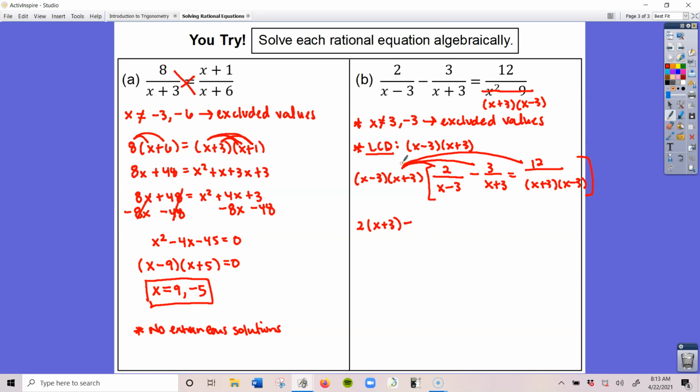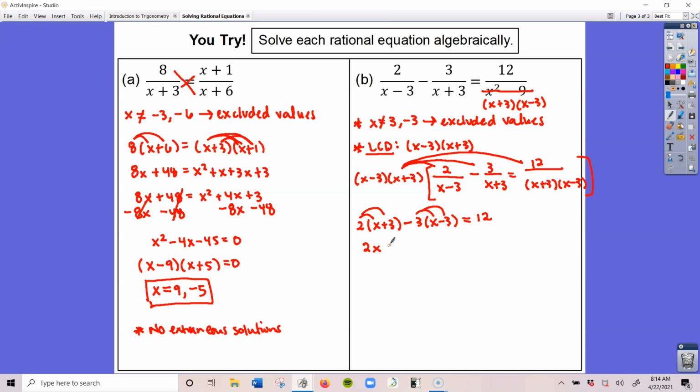Minus, now we have to think about distributing the LCD to the next rational function. And I see that denominator is x plus 3, which would cancel with this x plus 3. Therefore, the only thing that we would multiply is the 3 with the x minus 3. And that's going to equal to... Now if I distribute this LCD to the 12 over x plus 3, x minus 3, the denominators would cancel completely with the LCD. So the only thing that we would have left is just the 12. So now that we have our equation, we're going to distribute and solve for x.